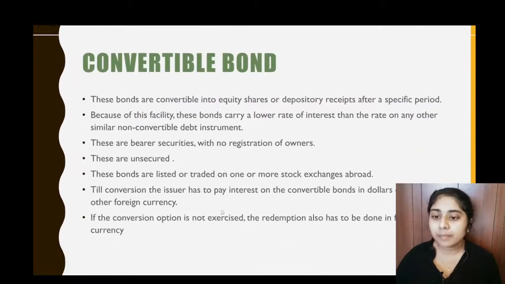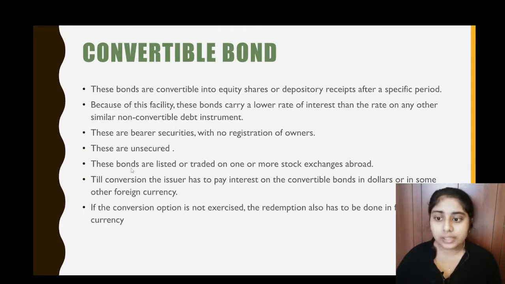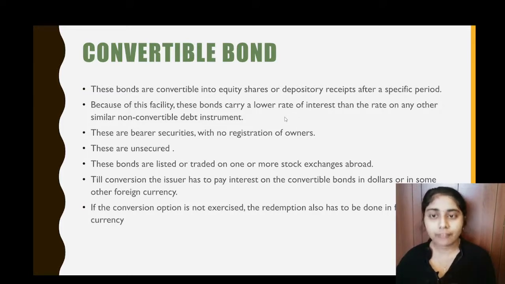Next comes the convertible bond. These are bonds which are convertible into equity shares or depository receipts after a specified period. So when we buy this convertible bond, after a specified time period we can convert it into either equity or depository receipts. Because of this facility, these bonds carry a lower rate of interest than any other similar non-convertible bond, since they can be converted into equity or depository receipts after a certain period of time.